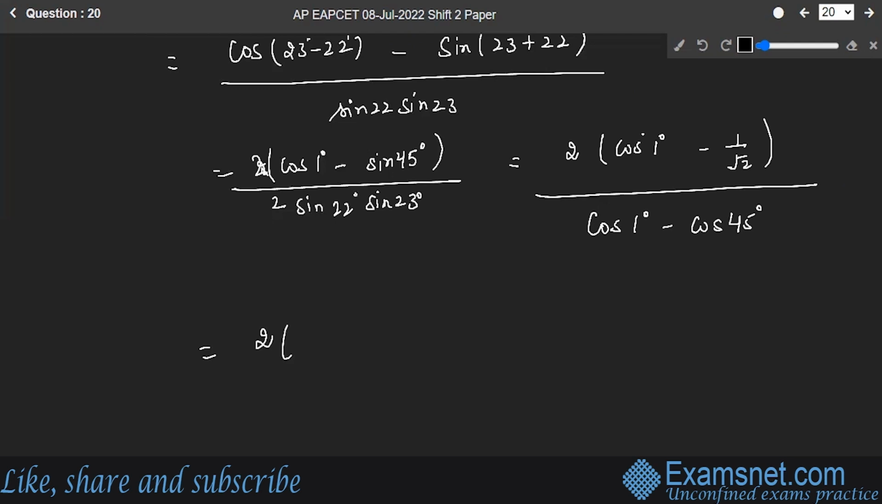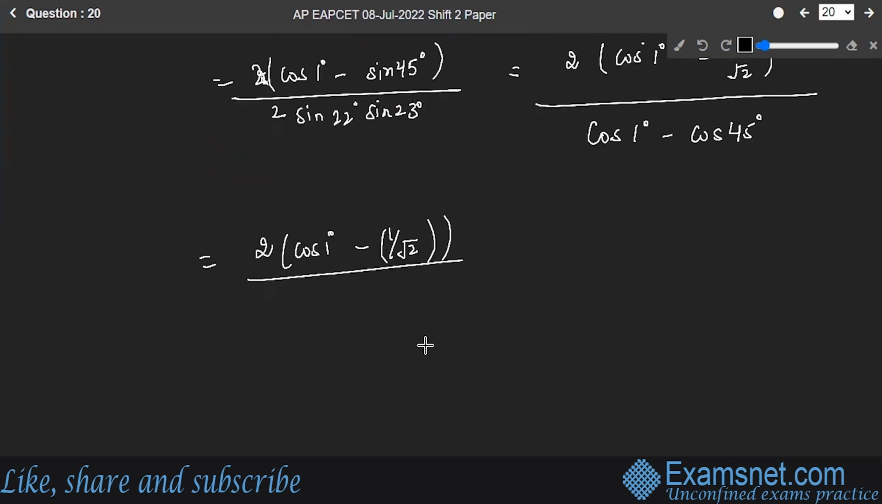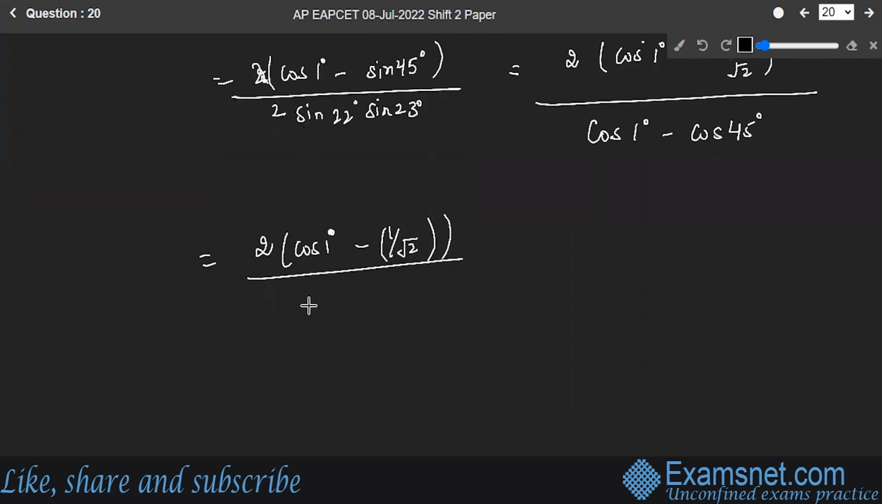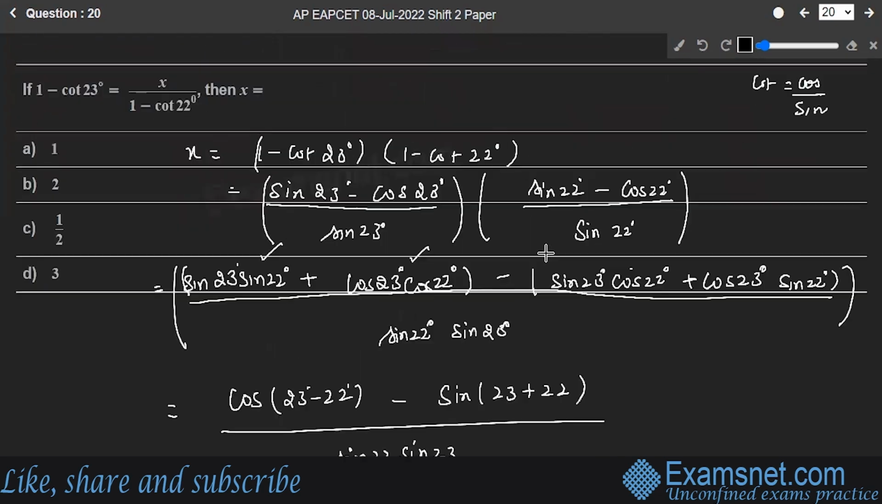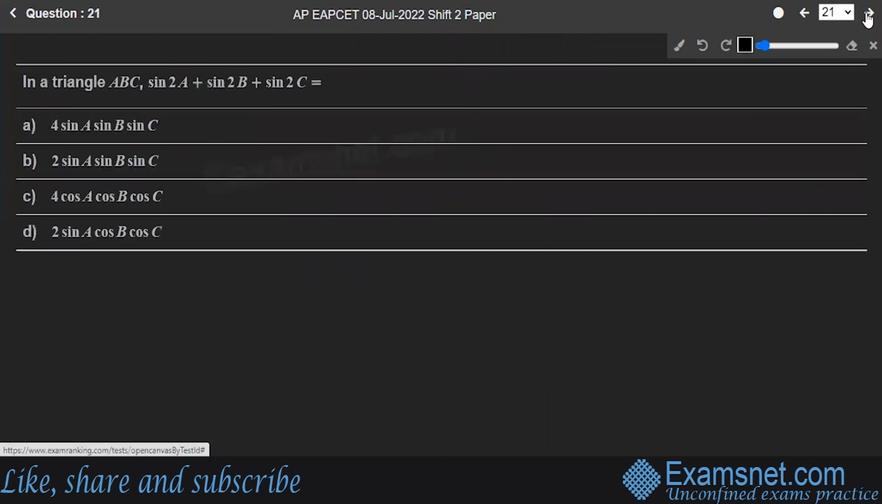This is equal to 2 cos 1 degree minus 1 by root 2, whole divided by cos 1 degree minus 1 by root 2 again. So you have the same thing in the numerator and the denominator. That means you have this 2 as your answer. So we have option B as the answer to our problem. Hope you are clear. Let's move to the next question, number 21.